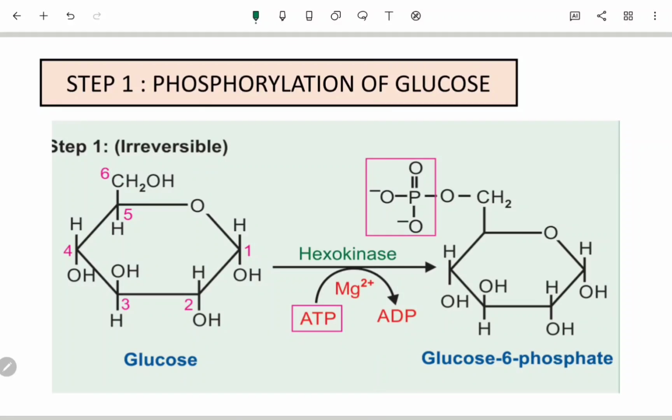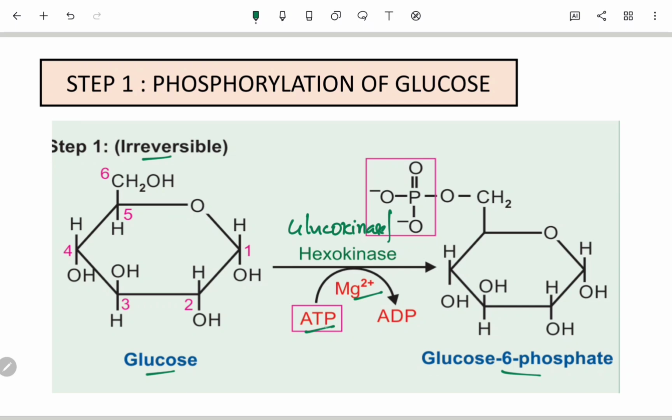phosphorylation of glucose. As you can see here, this step is irreversible. That means only the forward reaction is happening. From glucose, glucose 6-phosphate is formed. You can see here ATP is required for this particular step, and there is presence of magnesium ions. The enzyme can be hexokinase or glucokinase. Any of these enzymes can catalyze this particular step.